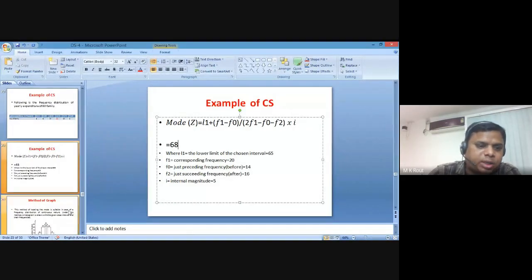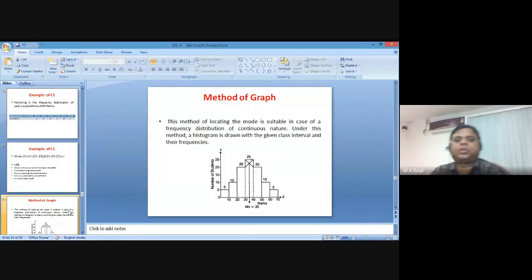The next method is the method of graph. This method of locating the mode is suitable in case of a frequency distribution of continuous nature. Under this method, a histogram is drawn with the given class intervals and their frequencies are assigned according to the given class intervals. After getting the class intervals on graph paper, suppose you are calculating the mode by the use of graph paper.